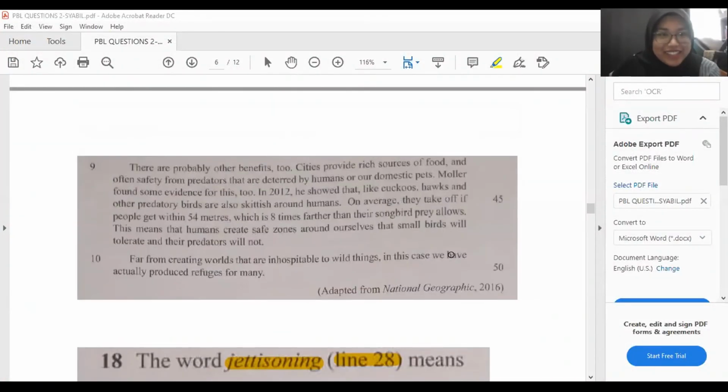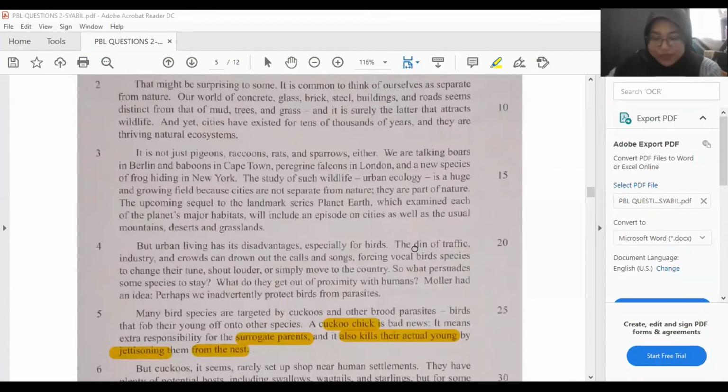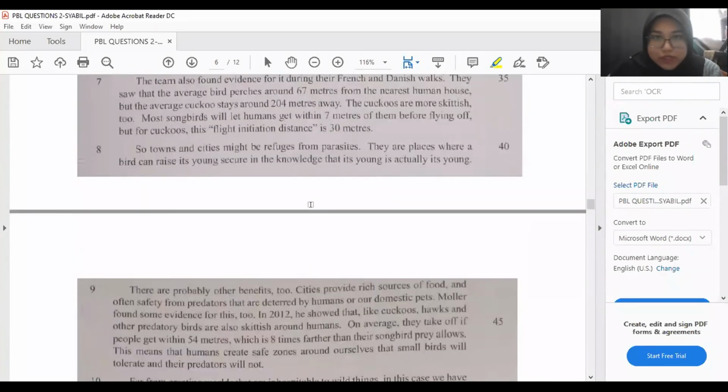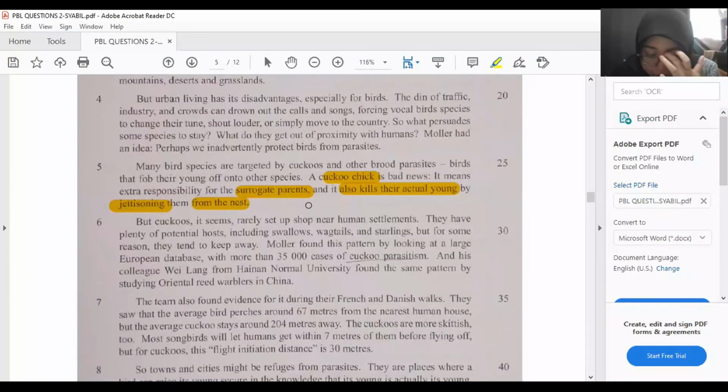Okay, for this question, first of all, we need to identify the MNG question. So here the word is means. Then we need to identify the keyword by underlining them. So the keyword is just jettisoning, and it refers to line 28. So we go to the passage, line 28, and then we need to refer to the clues by using the contextual clues that can be found before and after.